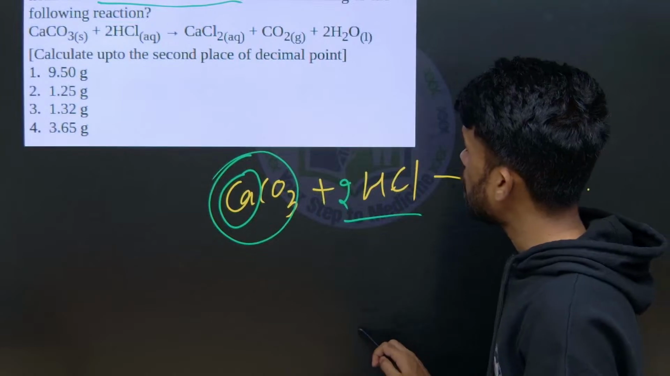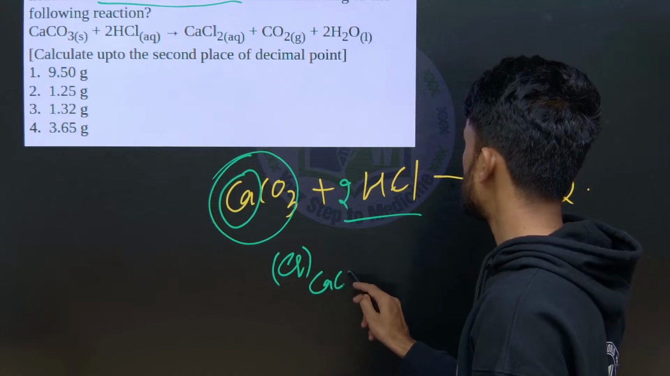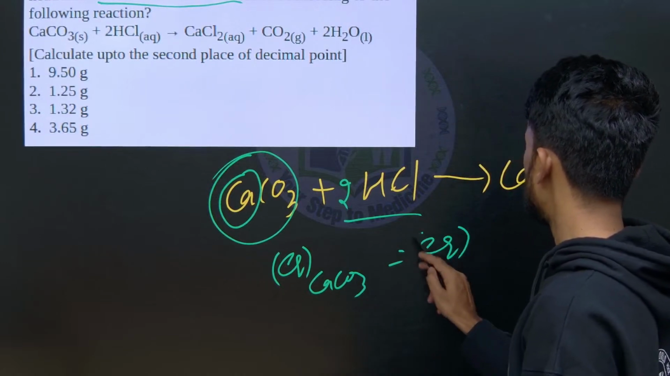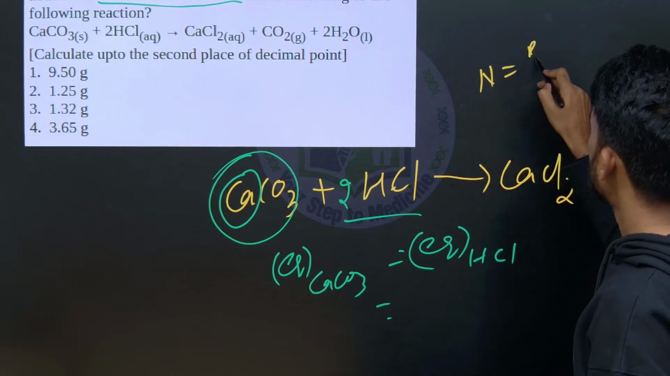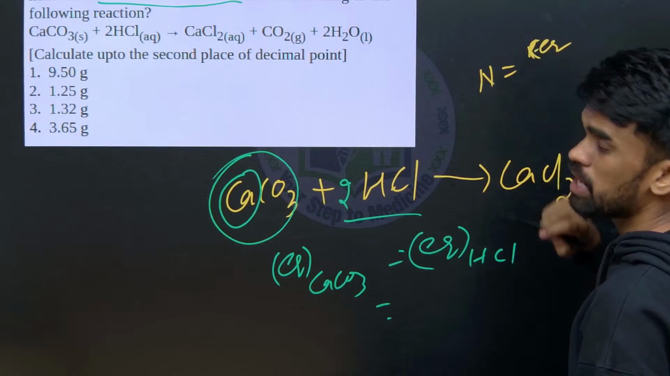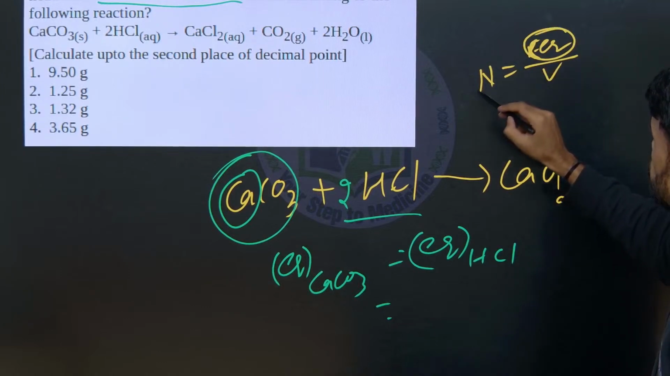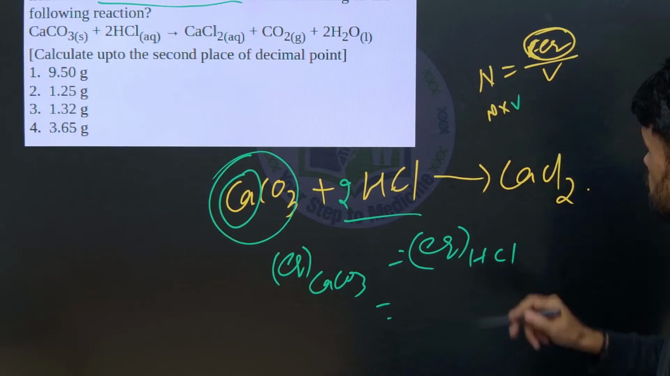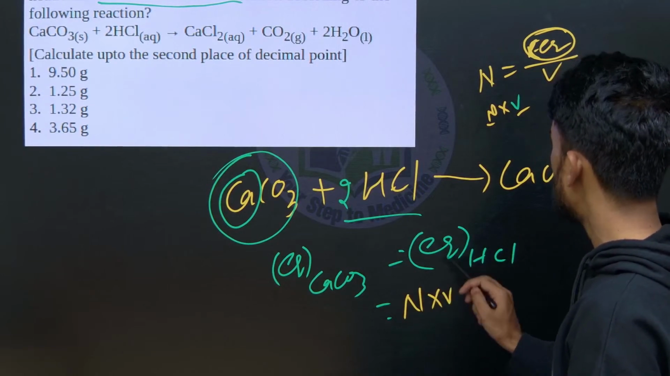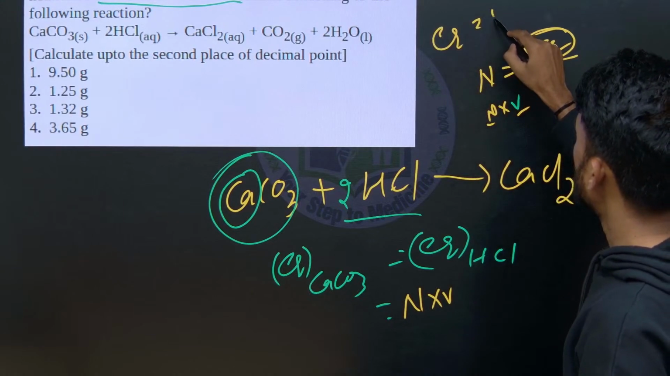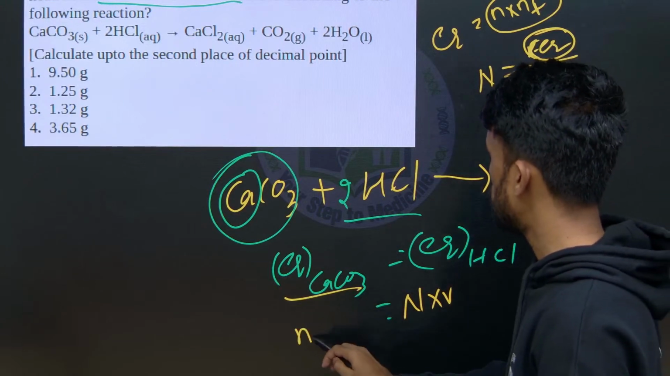So you use the law of equivalence here. Equivalence of CaCO3 equals equivalence of HCl. That's it. For equivalence I can write normality formula, number of equivalence by volume. So if I want to find equivalence, can I write N into V? N means normality, V means volume. So I am writing here N into V of HCl. I can write equivalence as N into N factor also, number of moles into valency factor. For this I am writing N into N factor.